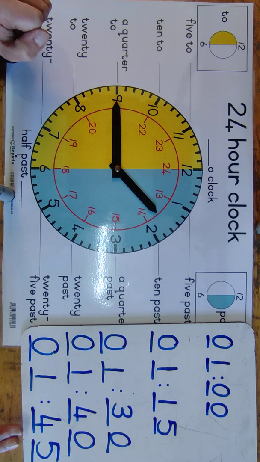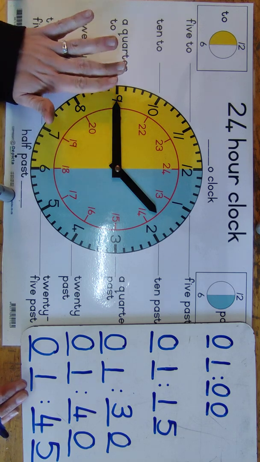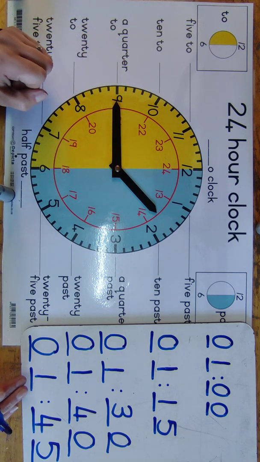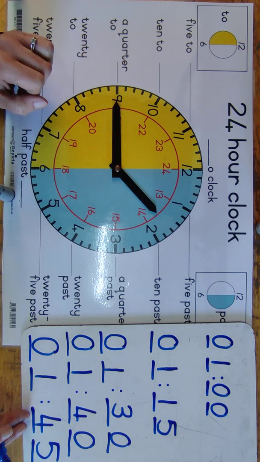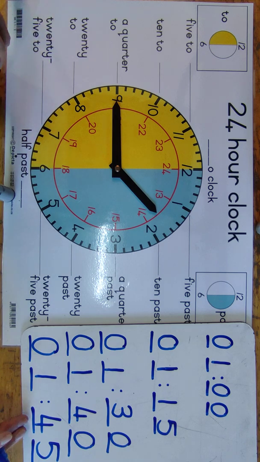As you go, you'll get used to seeing the different times and knowing automatically that when you see 45, it's a quarter to the next hour. Slowly but surely, you'll start getting there.